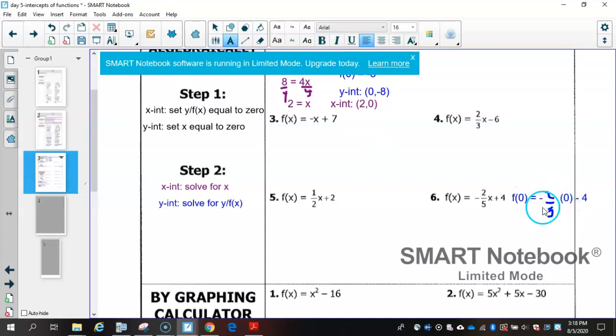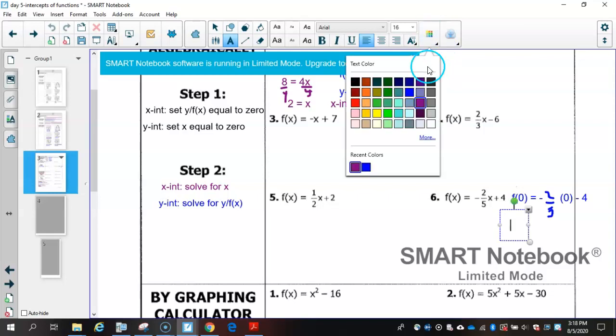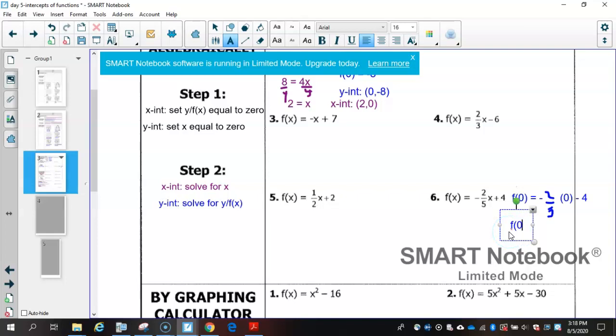Okay, so this is supposed to be -2/5 times 0 minus 4. And just like in our last example, anything times 0 is 0. So here we're going to have f of 0 equals 0 minus 4. So f of 0 equals -4, or the y-intercept is at (0, -4).